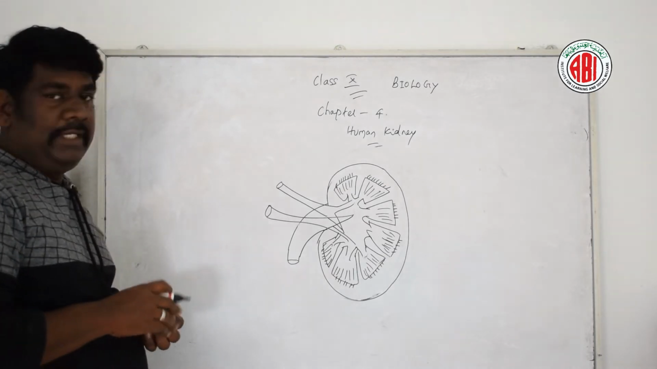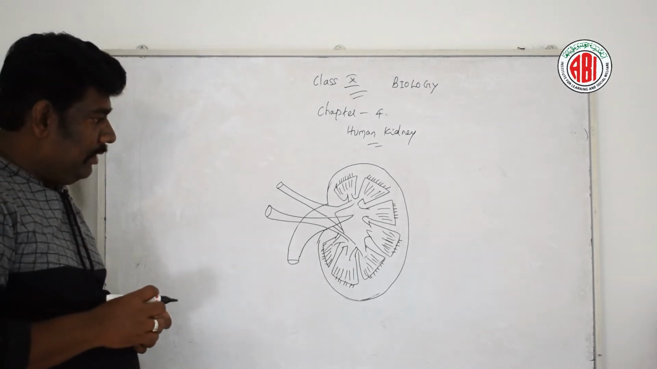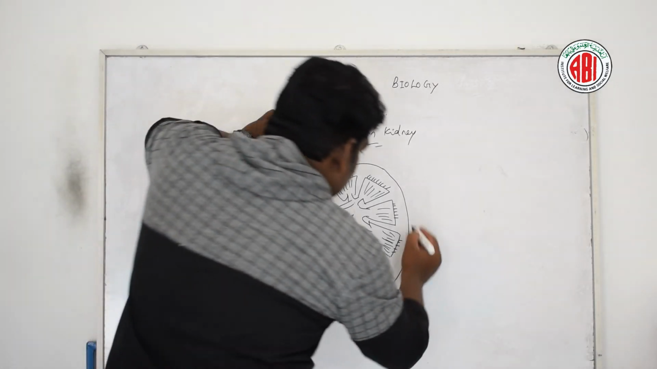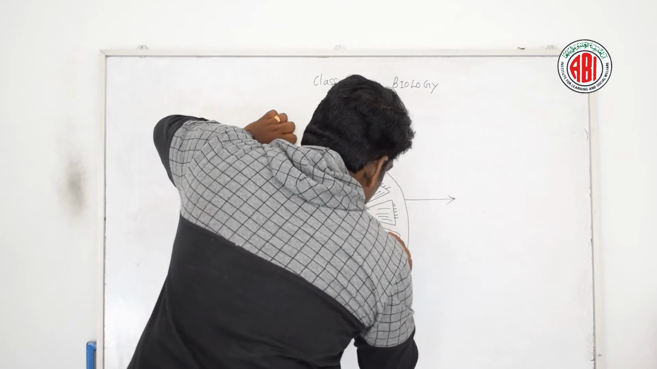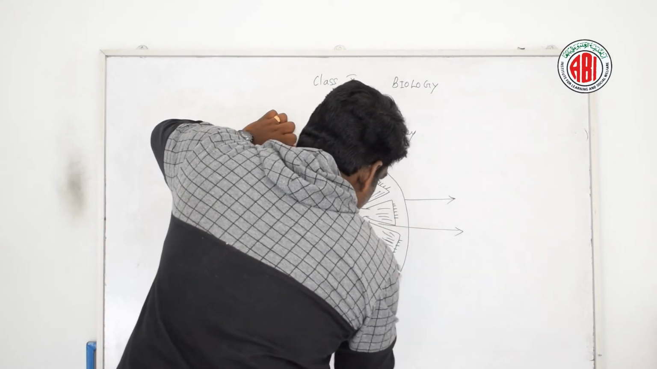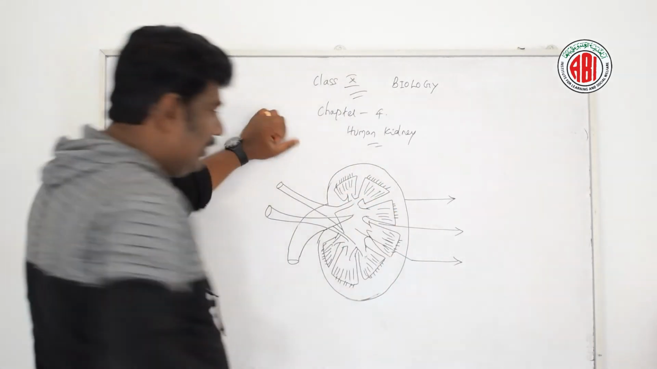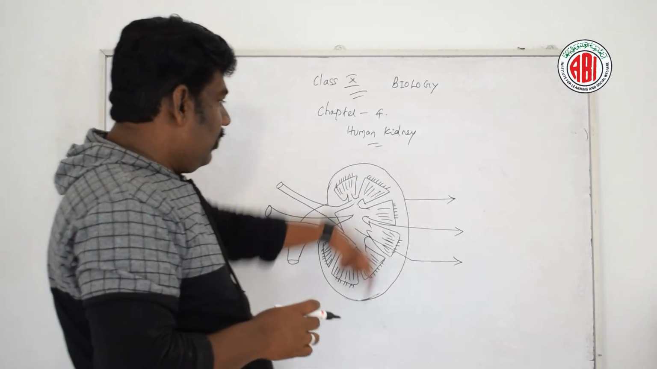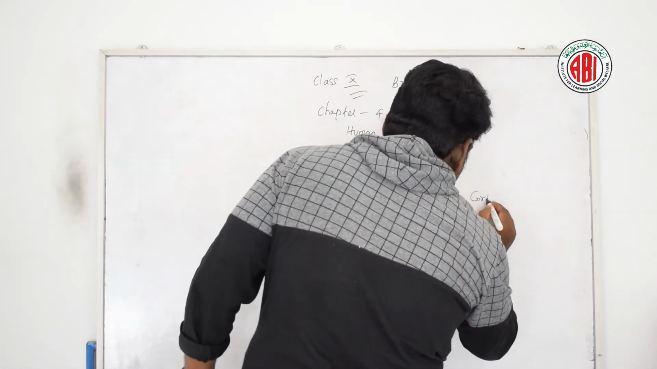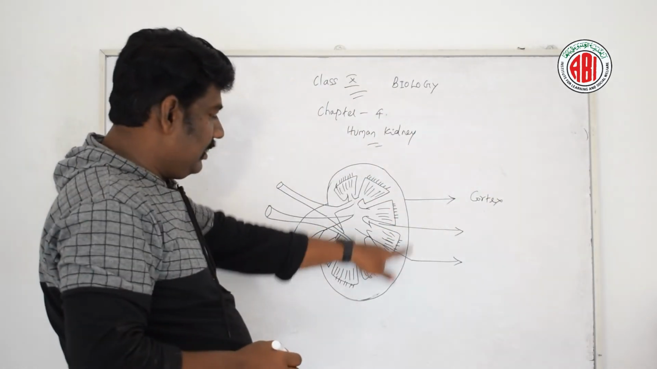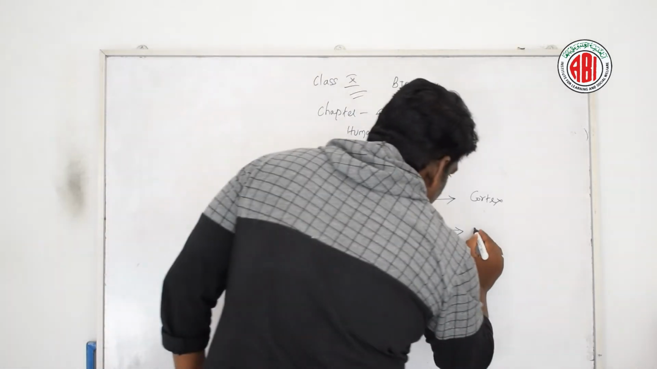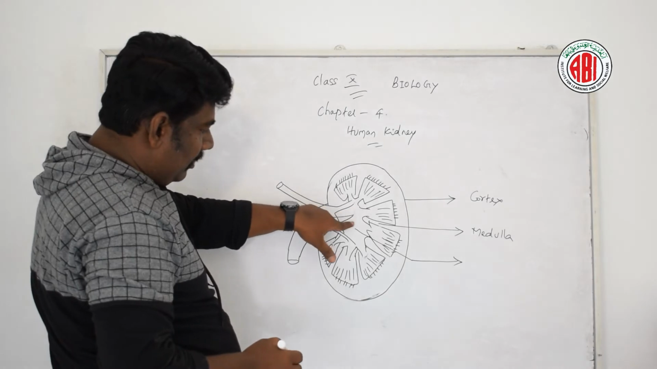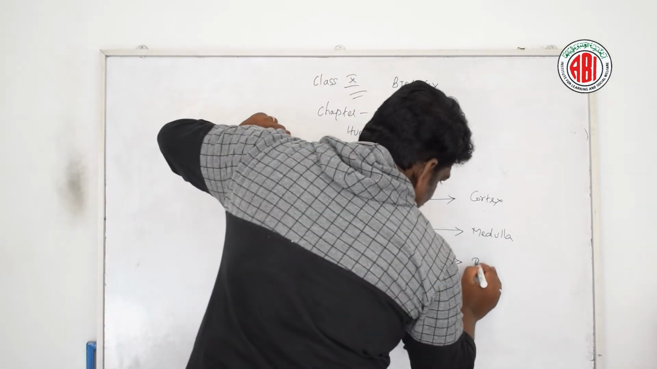Okay, so the human kidney is one of the very simple diagrams, and in this diagram we are going to mention the parts. First thing is the outermost part, then the middle part, and then the inner part. So these three parts are the most important. The outermost layer is called cortex. Then the middle layer is called medulla, and this inner part is called pelvis.